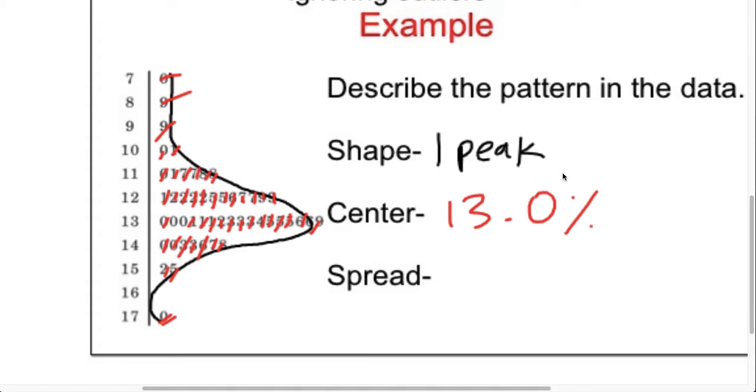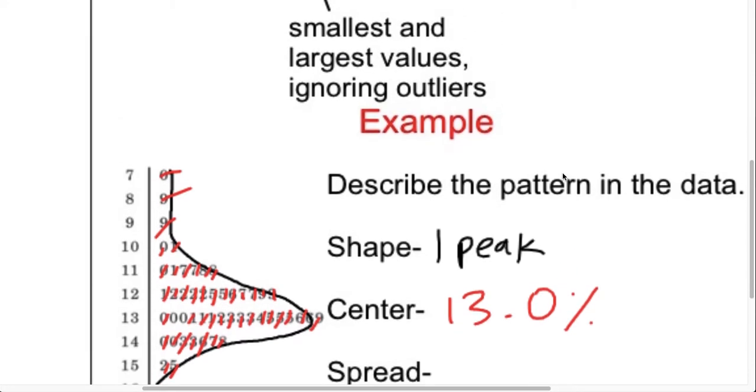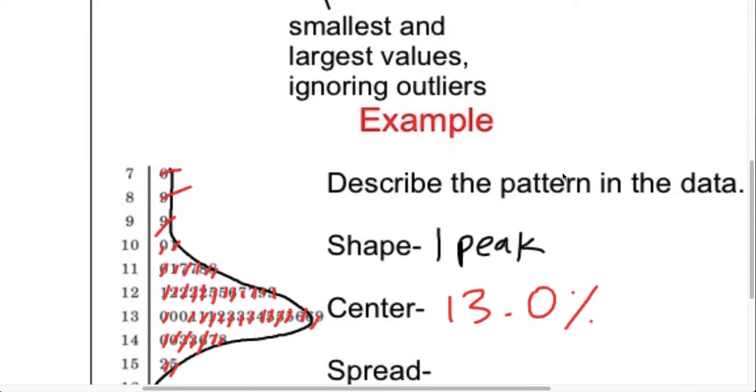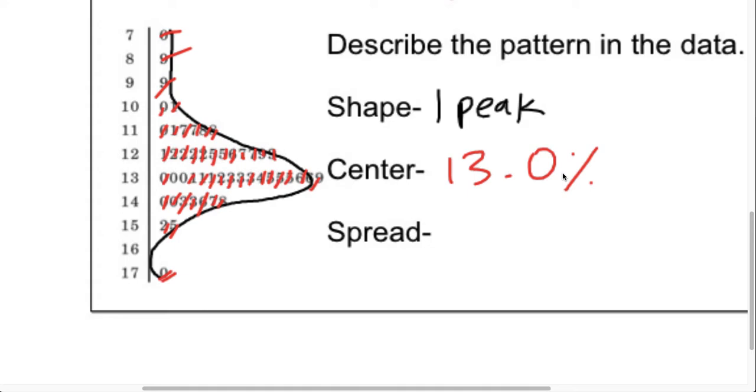And then the spread is basically your min and max, the smallest and largest values. The smallest value in this case is 7.0, and the biggest value is 17.0. So again, there is some meaningful information here. It gives you the min and the max, it tells you the shape of the graph, and if there were multiple peaks, that would be something we could look into. And it gives you the center, but it's just not super convenient to find it that way.